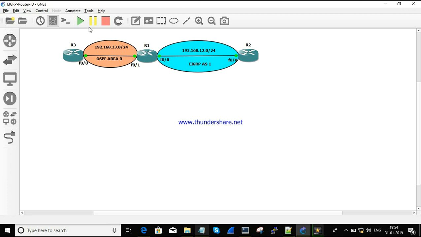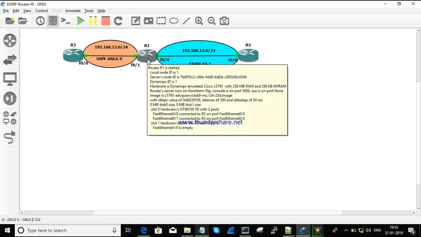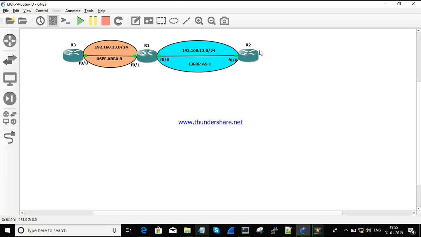OSPF. There is some information in the R3 router that is being redistributed in R1 and that is being forwarded to R2. So now R2 knows every piece of information about R3. There is no issue, and they are able to reach and share the information between each other.